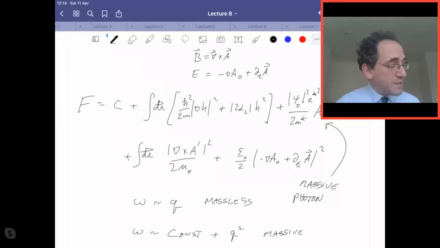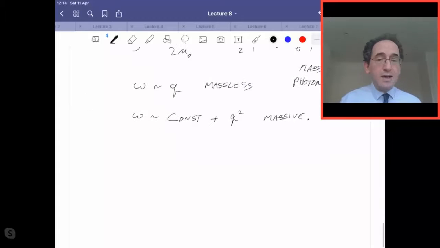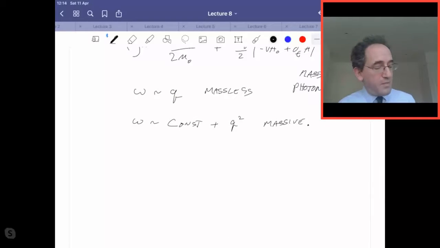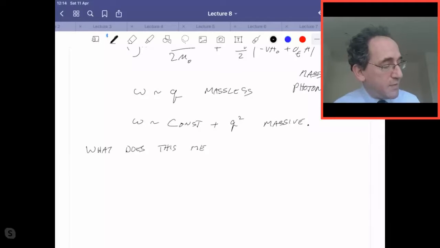Okay, so what does it mean that the photon is massive? What does this mean, that we have a massive photon?